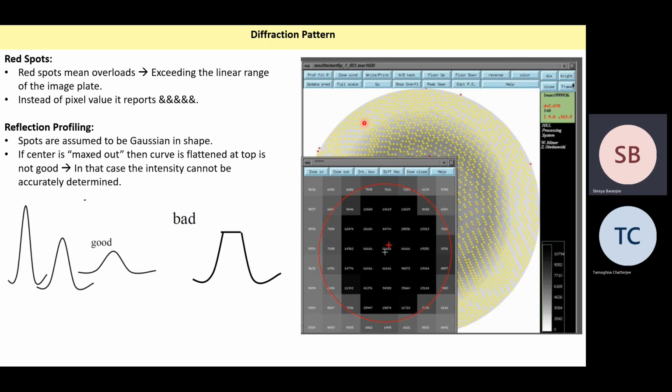Basically, in each of these spots, you will see a Gaussian distribution of intensity. In the middle of the spot, the intensity will be maximum and it will decrease on either side. In the case of the red spots, the intensity crosses the threshold limit that the detector can detect. That is why the red spots are kind of errors, because you don't have the intensity peak recorded, as it is exceeding the limit of the detector. And so you cannot accurately determine the intensity of these red spots.